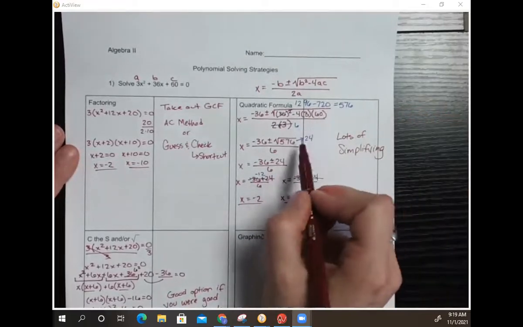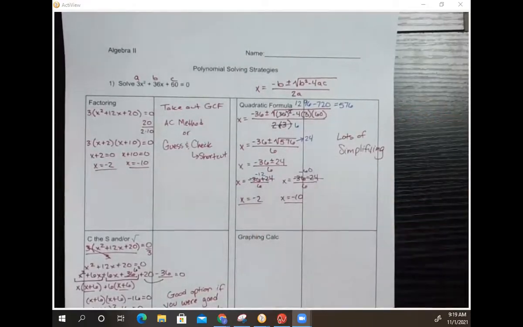If you are good at this little algebraic, arithmetic simplifying stuff, then quadratic formula might be your best friend because it works on every quadratic. It's just a lot of work. Be careful with your signs. You have to be careful with your simplifying.